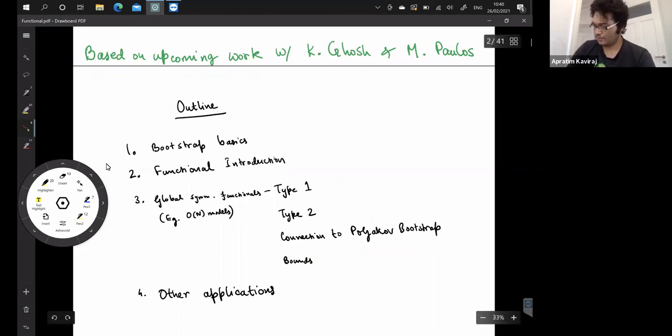As I told you, this will be about generic global symmetry functionals. I mean, this will be based on a general global symmetry, but for simplification, I will mostly work with the ON models just to make matters simple. And if time permits, I will show some applications of this whole thing.